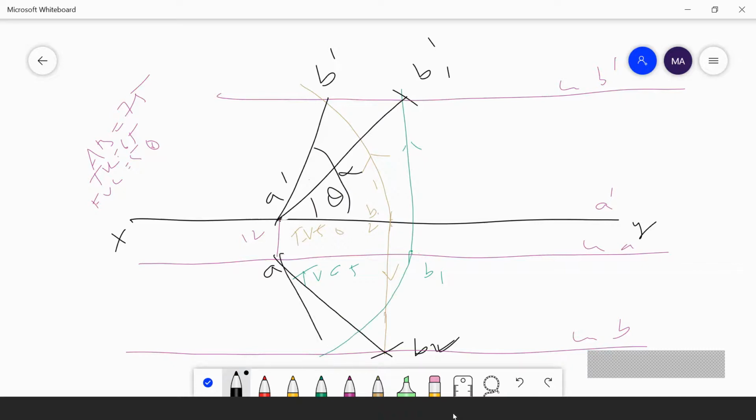Okay, I have joined this one. Here I will get a point called B. This one will be your top view. This one will be your front view. This inclination is phi. This inclination is theta. In this way you have to draw.